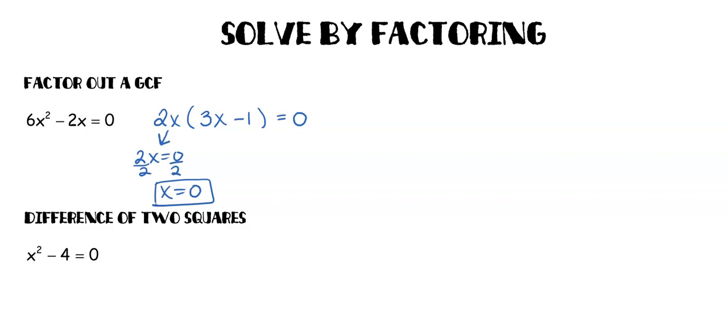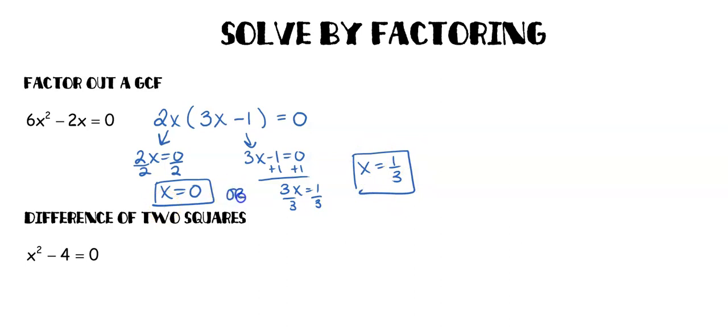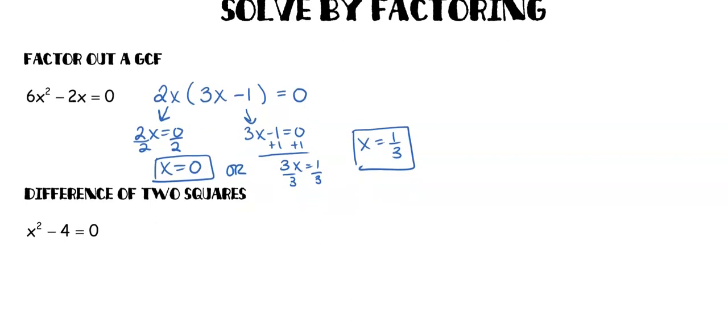When we looked at this before, we took that and we put it in intercepts, but now we just want the solutions. We take our 3x minus 1, set that equal to 0, add our 1 over. 3x is equal to 1, we divide by 3, and we find that x is equal to 1/3. So we have x is equal to 0, or we have x is equal to 1/3. Those are our two possible solutions for that quadratic.